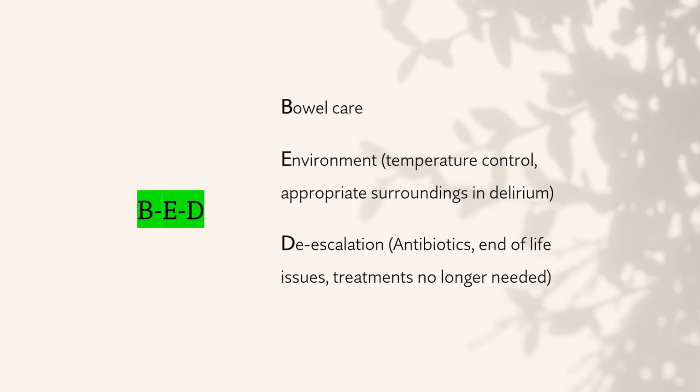E means environment: temperature control, appropriate surroundings in patients with delirium, what the patient temperature and room temperature are, whether the patient is comfortable, is there any neurological injury, whether daylight is adequate and the environment is noise free.